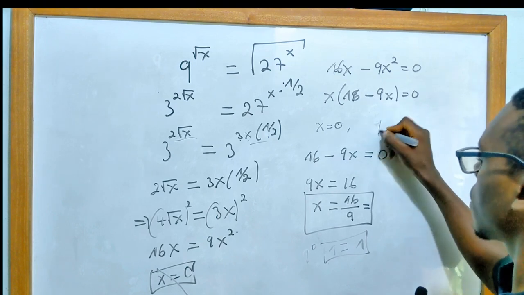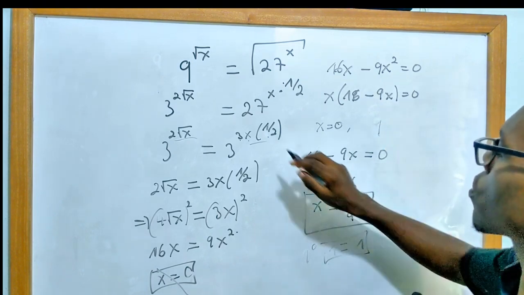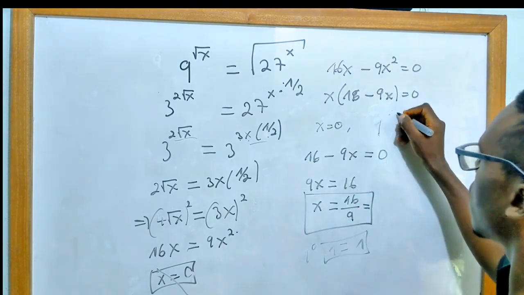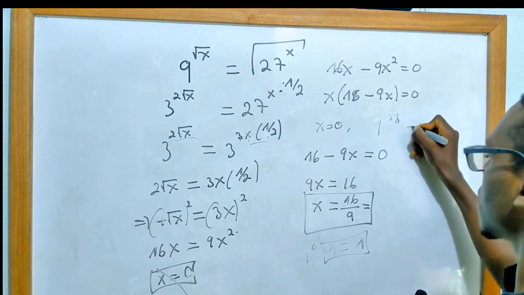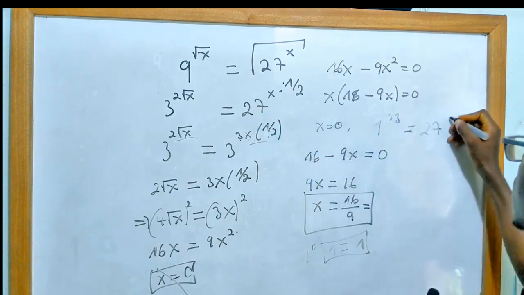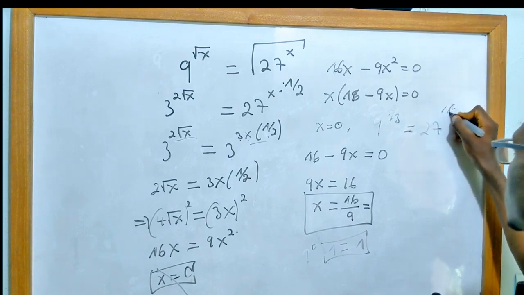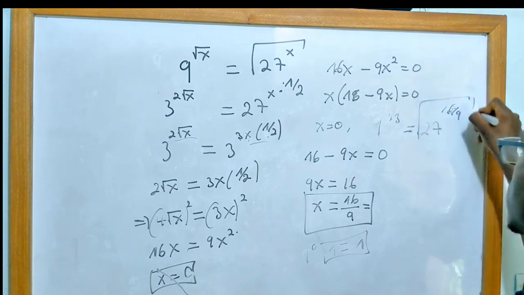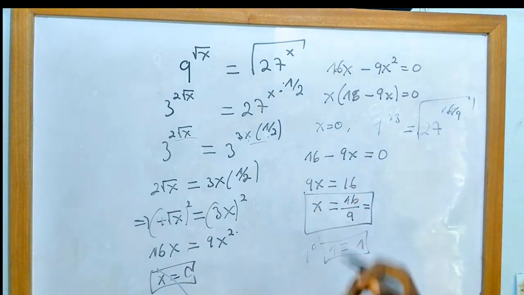You can just put 9 to the power root of 16 over 9. The square root of 16 is 4, and the square root of 9 is 3. 4 over 3 is equal to what? Then 27 to the power of 16 over 9, square root of that. Okay, so you find yourself having the same thing.